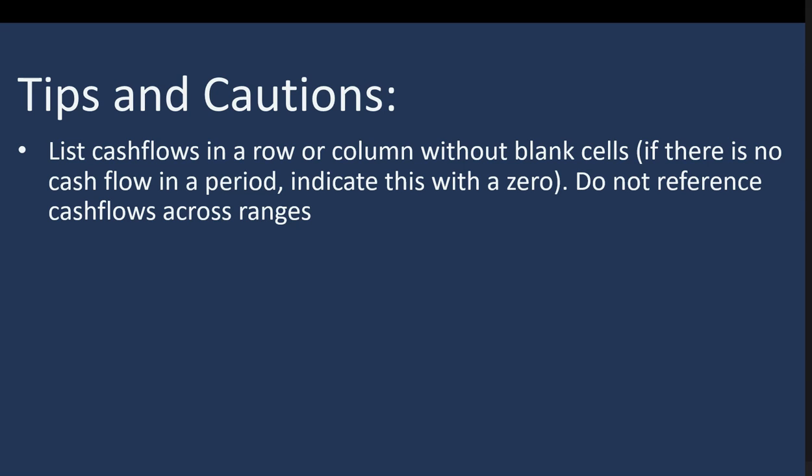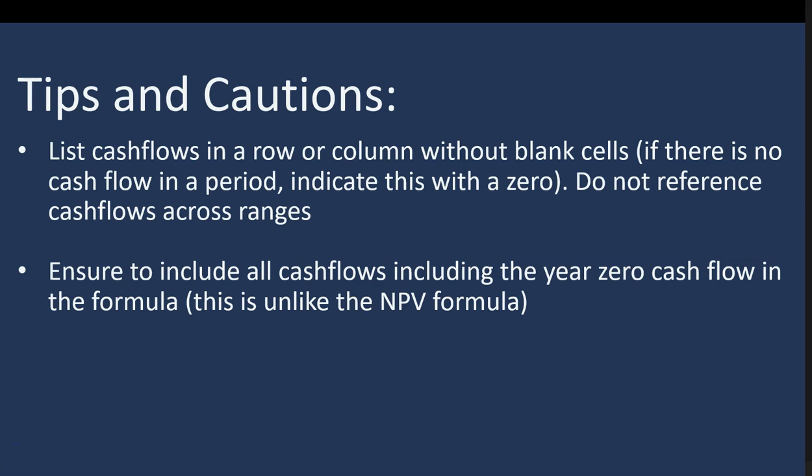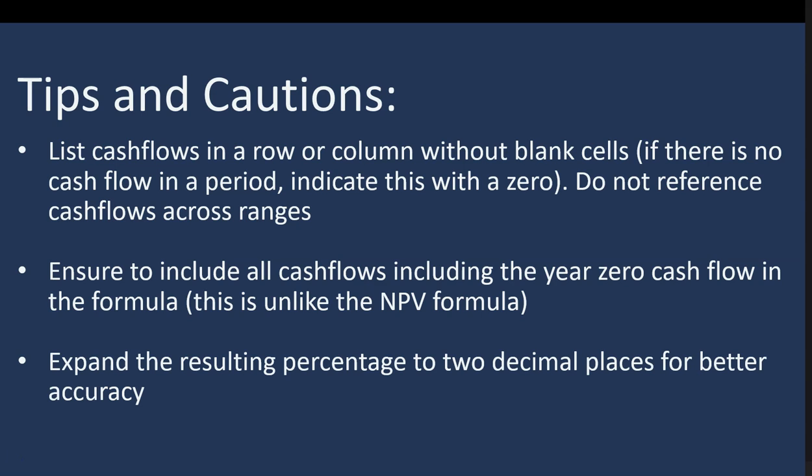The other tip or caution here is to include all cash flows, including the year 0 cash flow. Usually this is a cash outflow in a lot of practical applications or in academic questions that get asked. This is unlike the NPV formula, which we have a video on as well, but you do want to ensure you select all of the cash flows, including year 0. Finally, when you get to the end, expand the resulting percentage to 2 decimal places for better accuracy. Much better to say 15.25% than it is to say 15%.